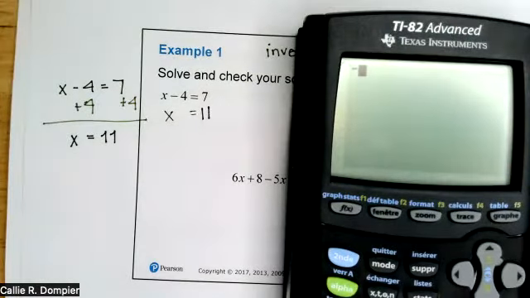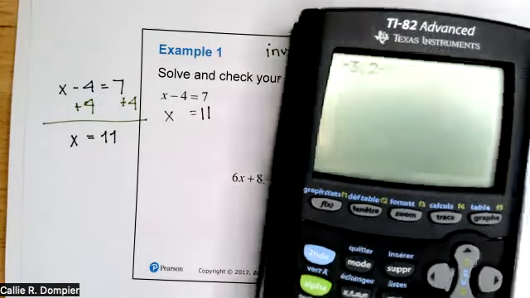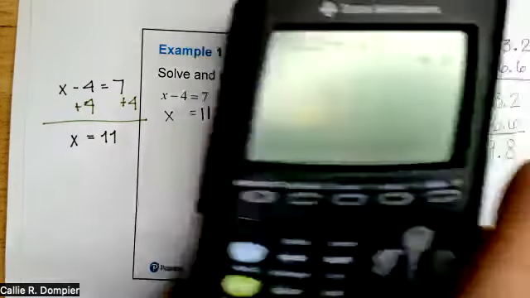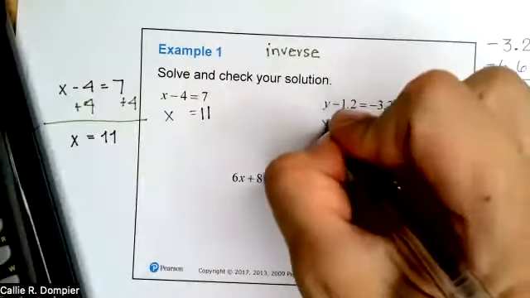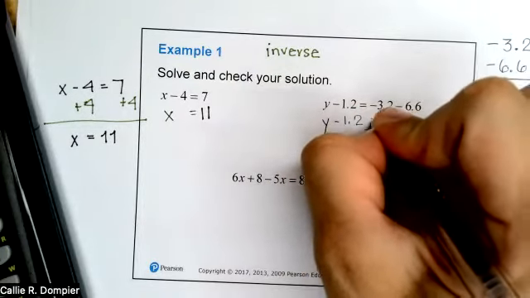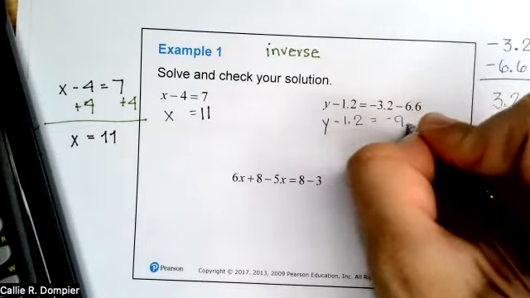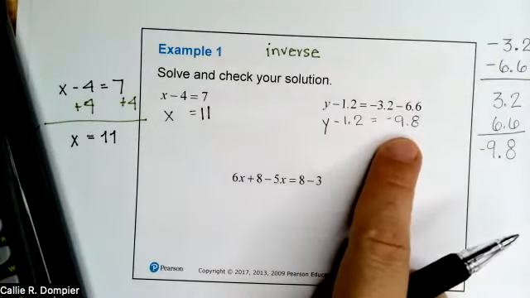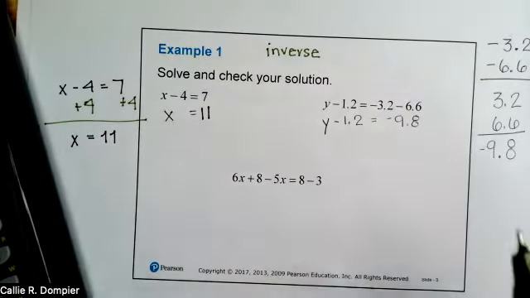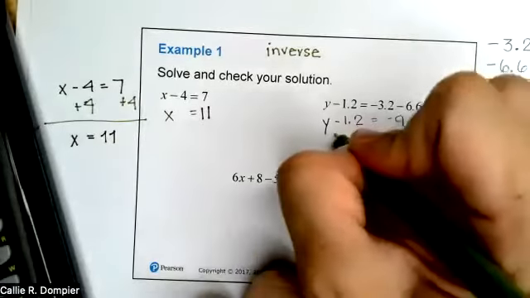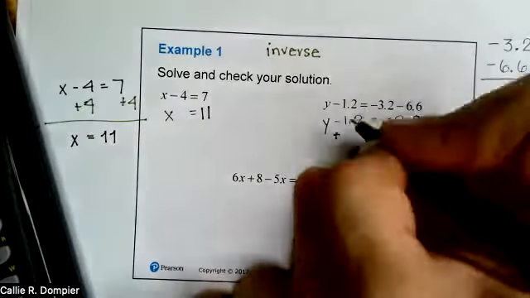Or you can just throw it into your calculator. Negative 3.2 minus 6.6, negative 9.8. If I just simplified that, because those were like terms, negative 1.2 equals negative 9.8. So it's y minus 1.2 equals negative 9.8. Now I want to get rid of the negative 1.2, so I have y alone. So I'm going to do the opposite of subtracting, which is adding.